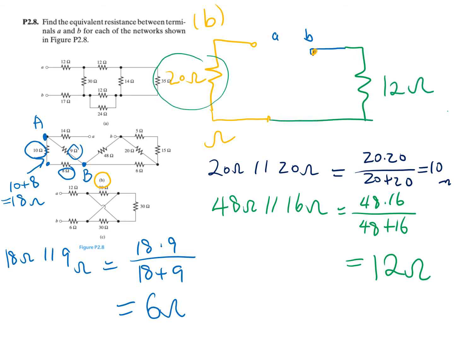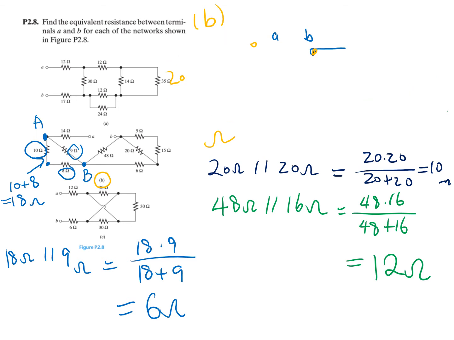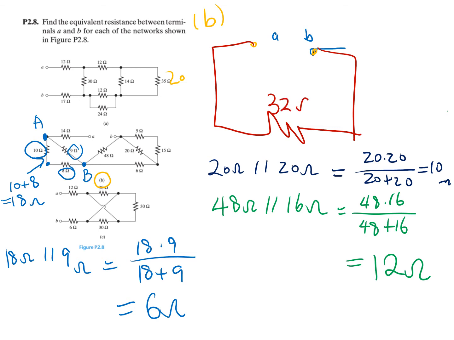And now these two are connected in series. So add them together, you get a 32 ohm resistor. So let's replace them as a single 32 ohm resistor. It will look like this. This is 32 ohm. So now all of this is combined into a single resistor of 32 ohm.